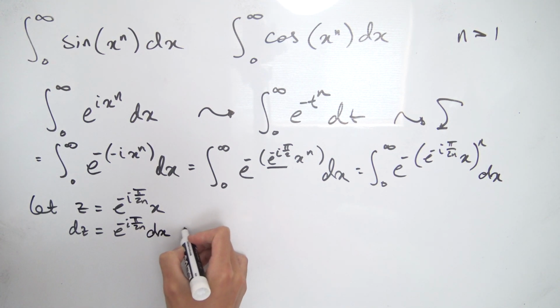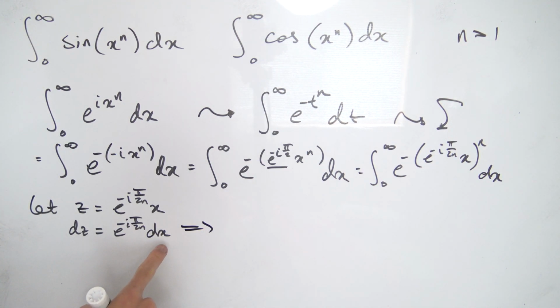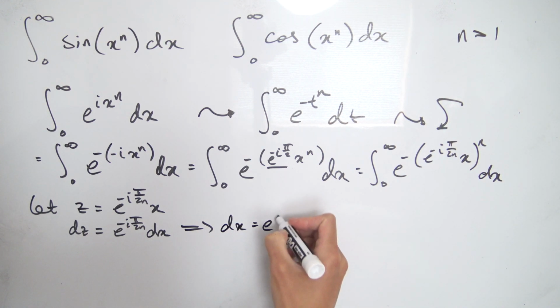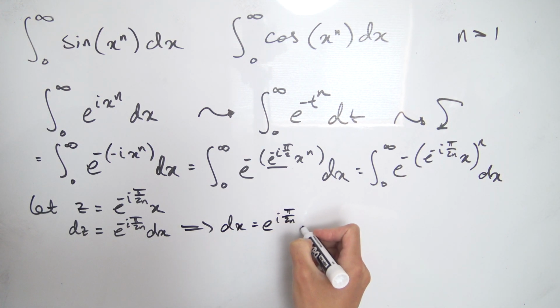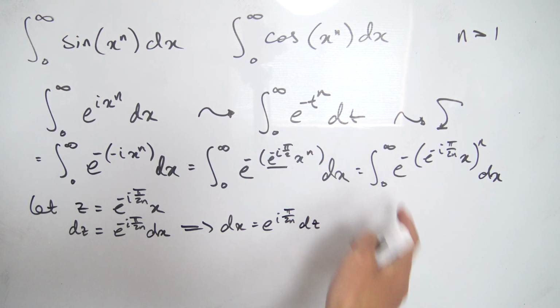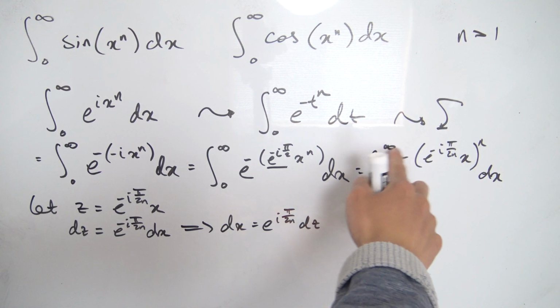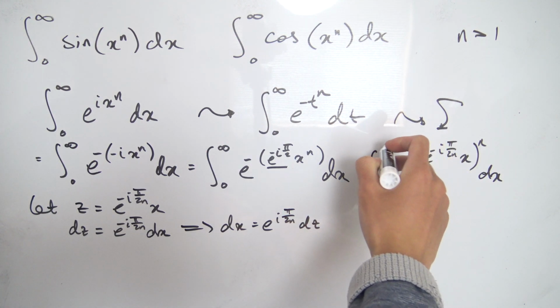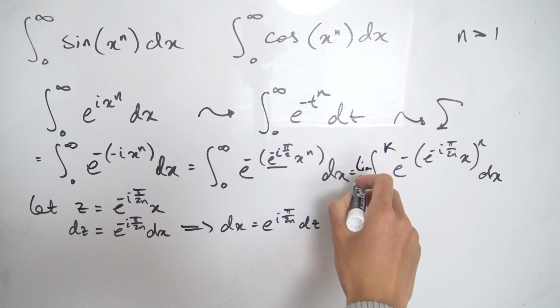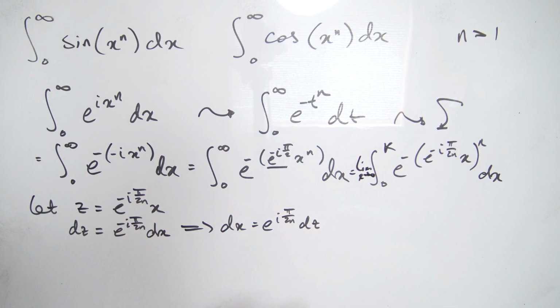And if you solve for x, you get that dx is equal to e to the i pi over 2n times dz. And I want to make one small modification to this integral. Instead of having this upper bound as infinity, I'm just going to call it r, and we're going to put a limit outside. So we're going to have the limit as r approaches infinity on this integral. So that's really the same thing. Okay, and now let's plug everything in.